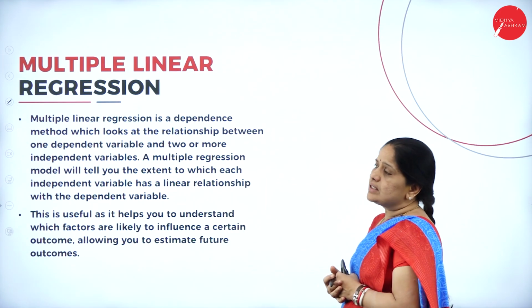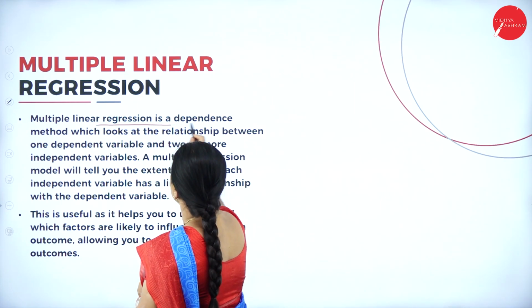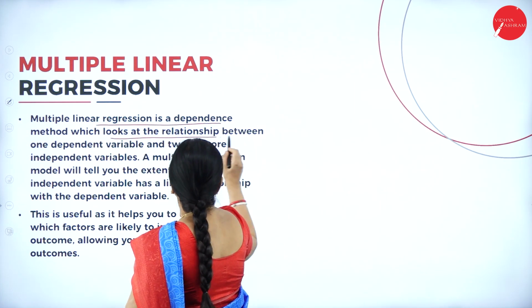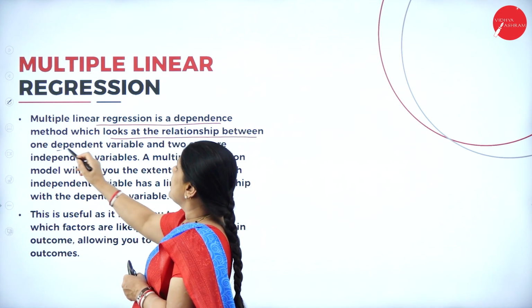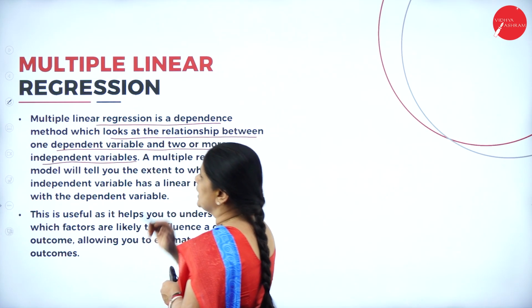Now, let us see what multiple linear regression is. Multiple linear regression is a dependence method which looks at the relationship between one dependent variable and two or more independent variables.